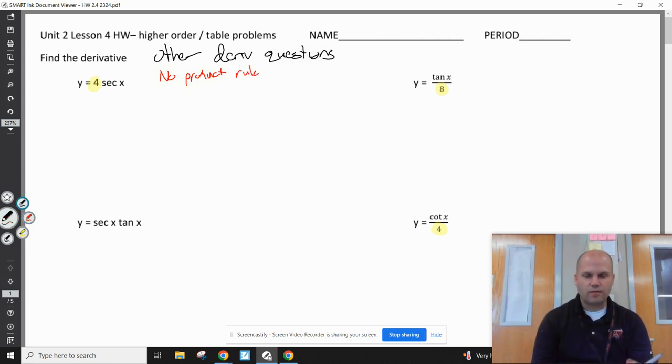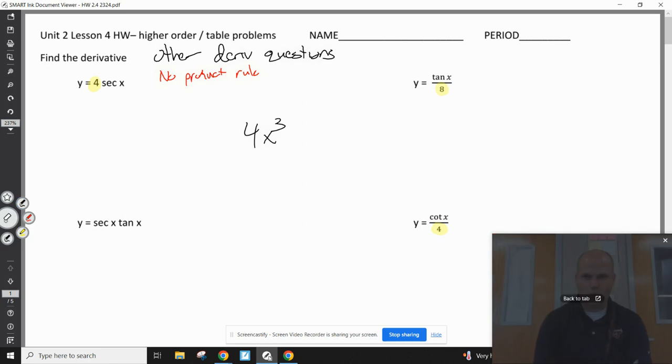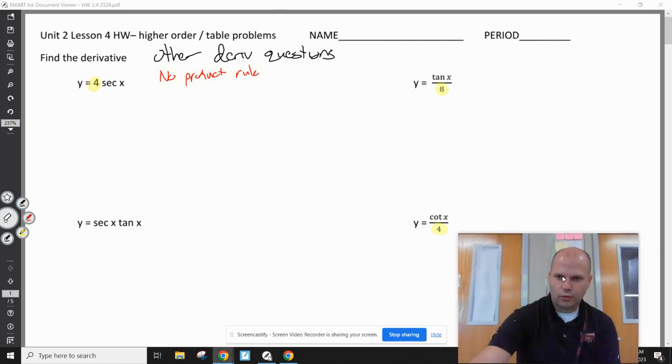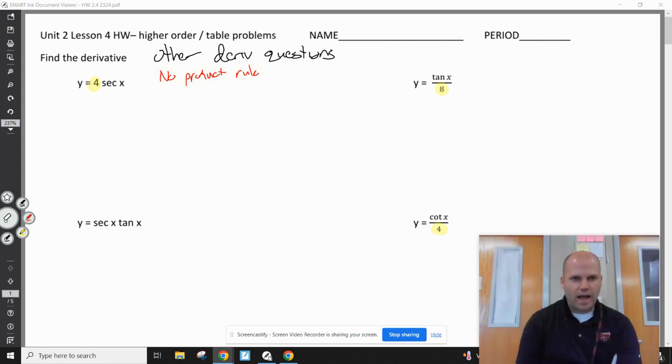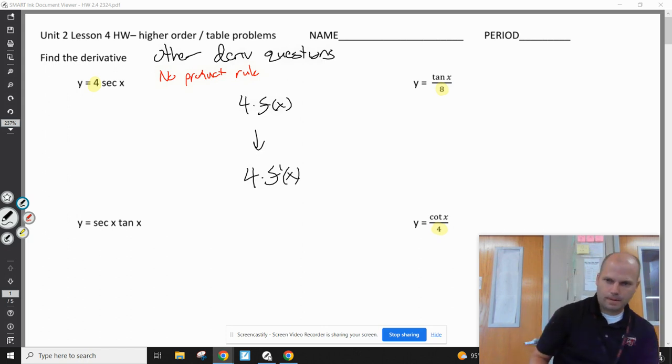Just like if I had 4 times x cubed, I wouldn't use the product rule. I would just take the 3 and multiply it by the 4, right? Or the 4 would stay out there, and then you'd have 3x squared. If I have 4 times a function, the derivative is 4 times the derivative of the function. This is very important, okay?